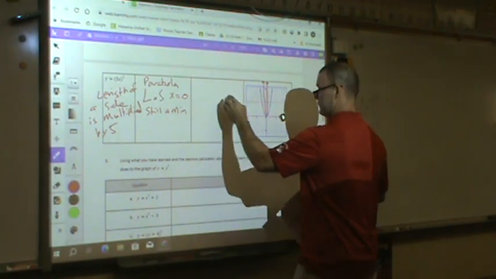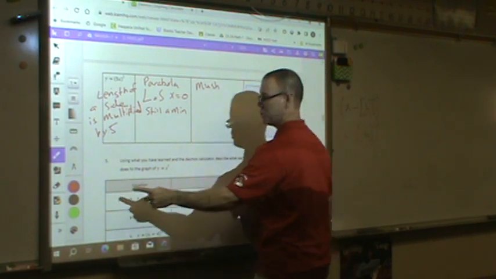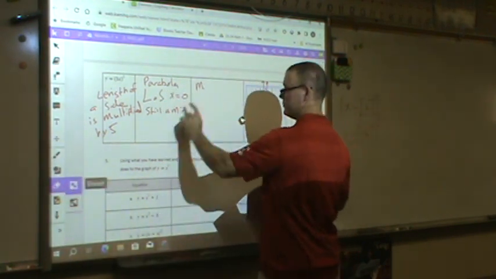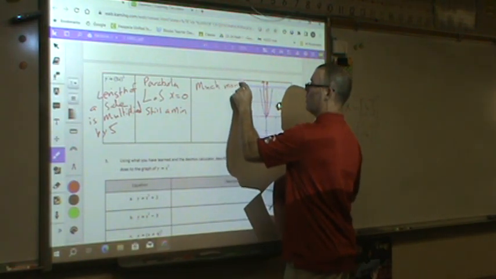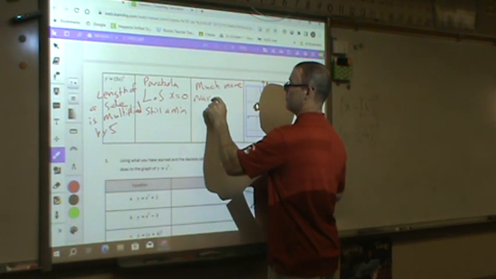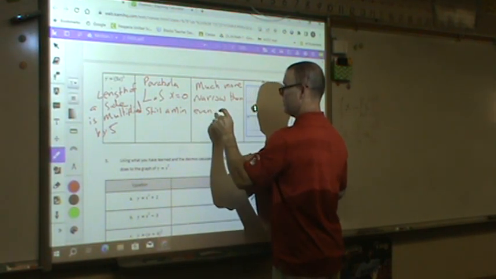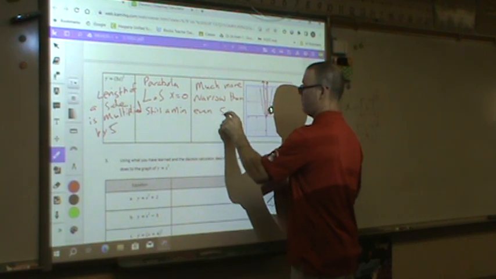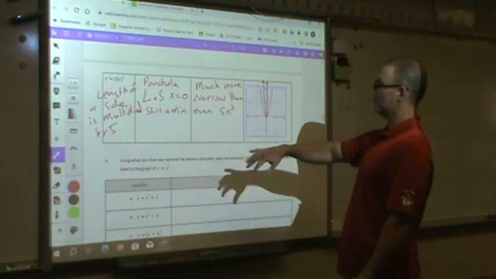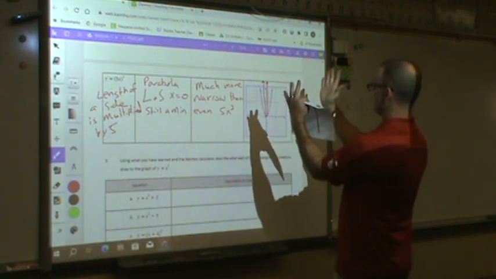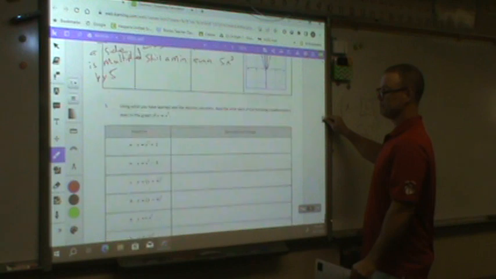What's different about it? It's much more narrow than even 5x squared. So when you multiply the 5 times the x first before you square it, that parabola just got really super skinny. Right? So that's what happened there.